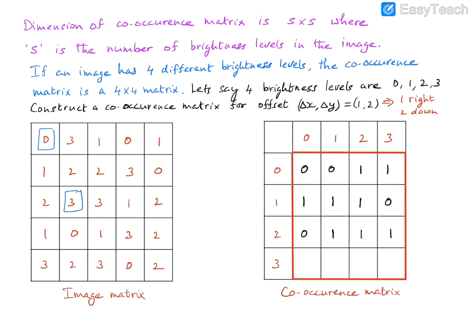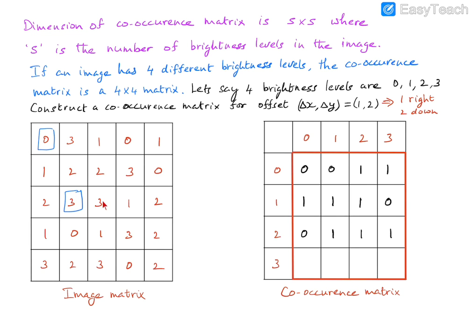Now let's look at the combination of pixel values 3 and 0, so 3, 0 at the defined offset. So we have a 3 here, and at the defined offset we go 1 right and 2 down. It's not a 0, so we can't count that. For this 3, we go 1 right, 2 down. It's not a 0.